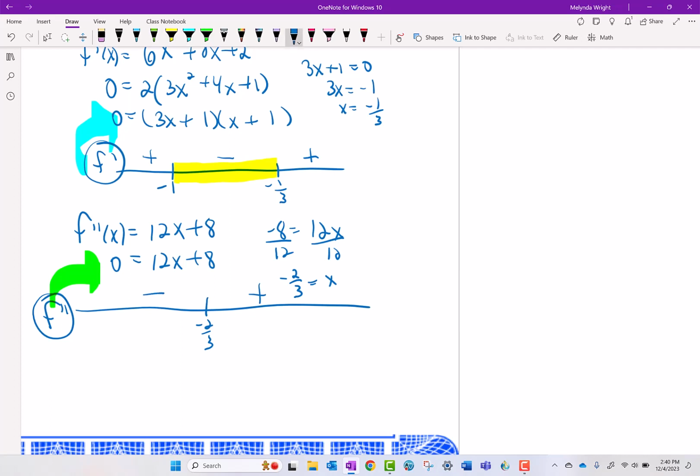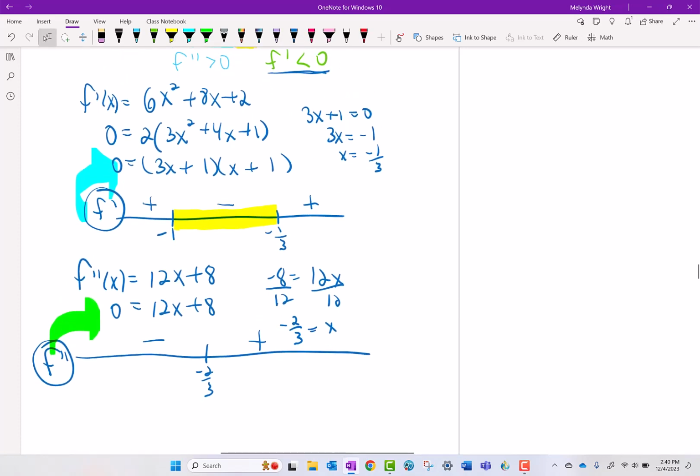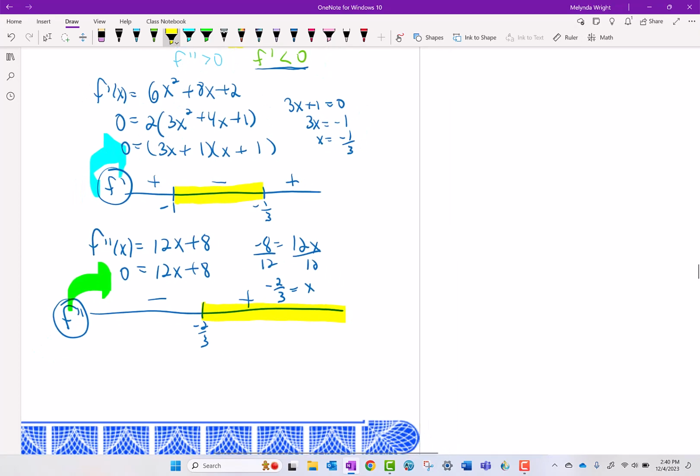So what are we interested in? We're interested in f double prime being greater than 0, or positive. So we're interested in this part right here. Now we need to correlate these two sign charts because we want just the parts that match perfectly. So f prime needs to be between -1 and -1/3, and f double prime needs to be between -2/3 and infinity. So we want this to be positive, and we want that to be negative.